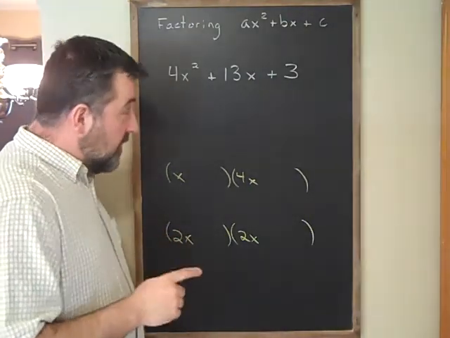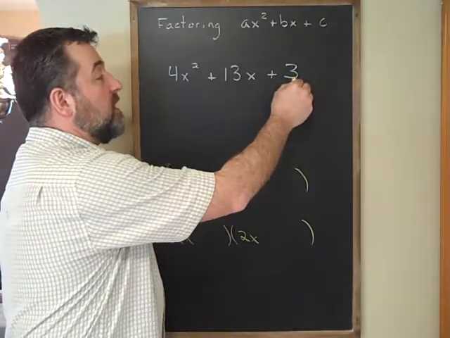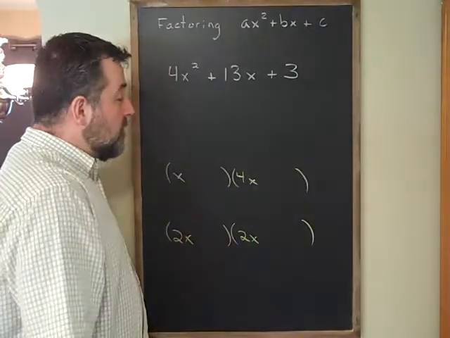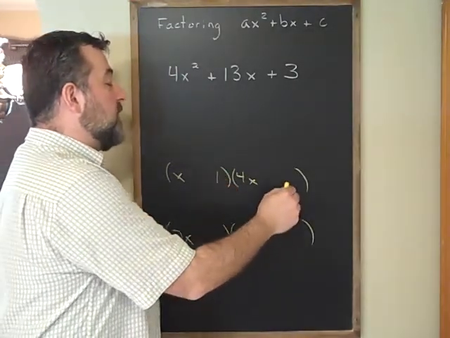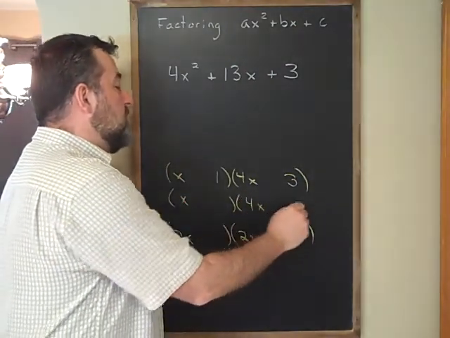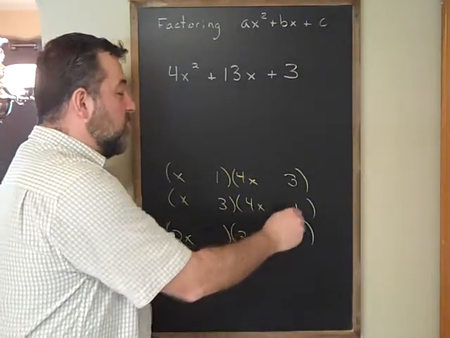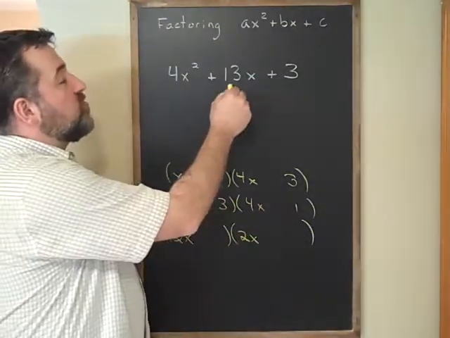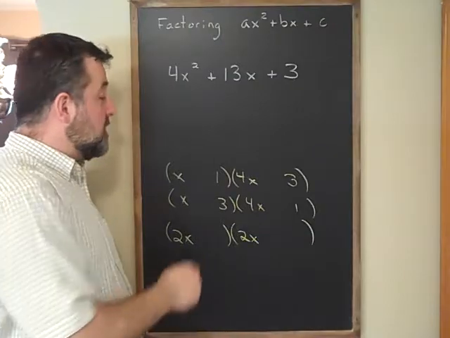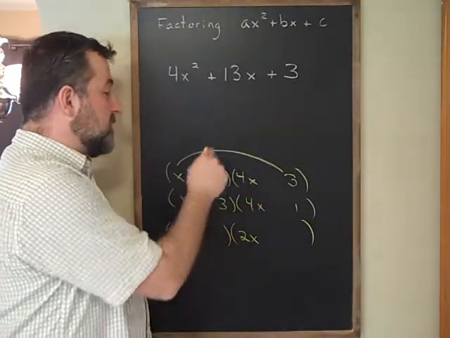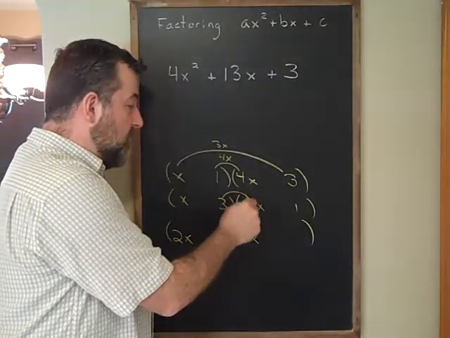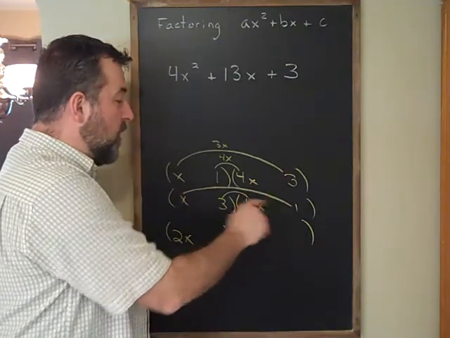But now, to further complicate things, to get a last term of 3, we need a 1 and a 3 in the last spots in both binomials. If we put the 1 here and the 3 here, that's different than if we had the x and the 4x and the 3 here and the 1 there. Remember, we're trying to make this middle term, which comes from the outers times the outers and the inners times the inners. If you look here, the outers make a 3x, and the inners make a 4x. And in this one, the outers and the inners make two different products. We'll have a 1x and a 12x.